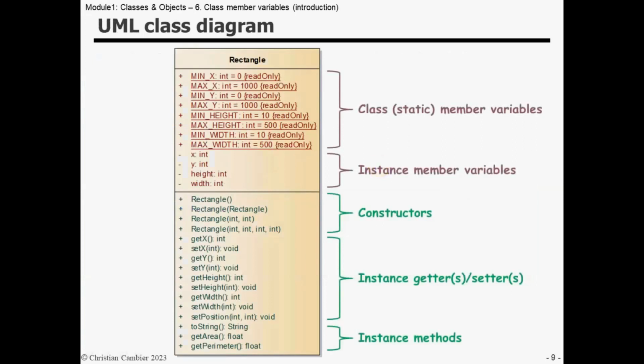In the UML diagram, we add the declarations of the minimums and maximums and denote them as class member variables or static, underlining them. That is the UML specification.